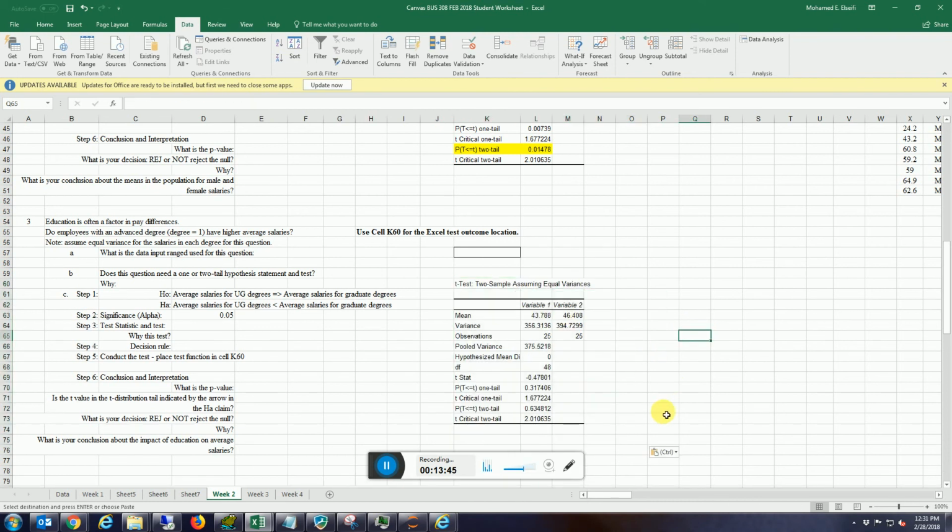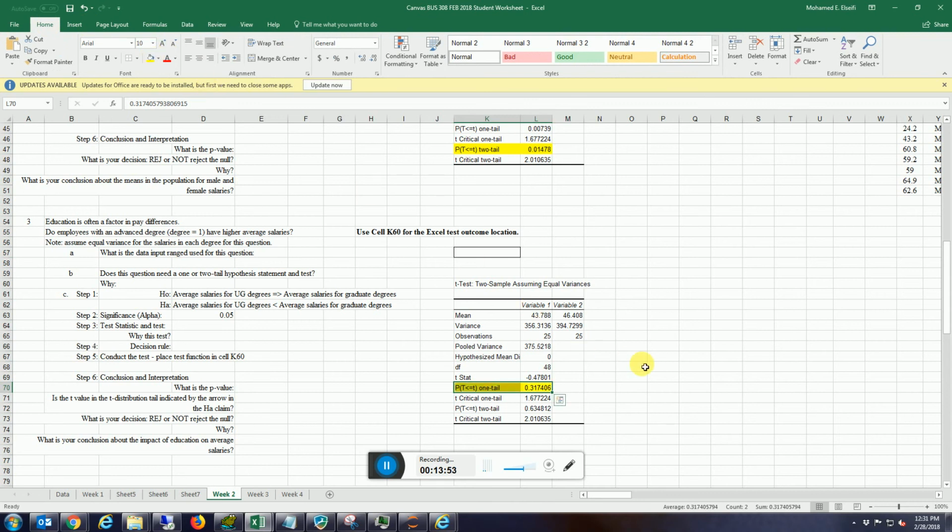And this is a one-tail test. So here we go. This is the p-value we're interested in. Make sure you highlight it as well. And we conclude that the p-value is not less than 0.05. So we don't have enough evidence to reject the null hypothesis.